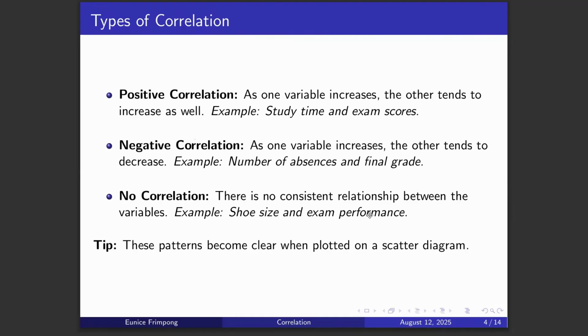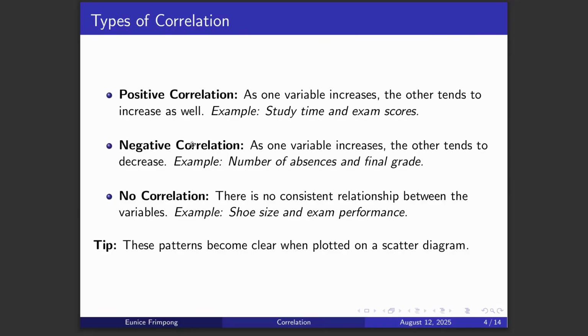So what are the types of correlation? We have the positive correlation, the negative correlation, and no correlation. With positive correlation, as one variable increases, the other tends to increase as well. So, for example, study time versus exam score. Generally, the more time you spend studying, the more likely you are to have a high exam score. So, we'll say that study time moves in the same direction as exam score. The more you study, the better your grades may be.